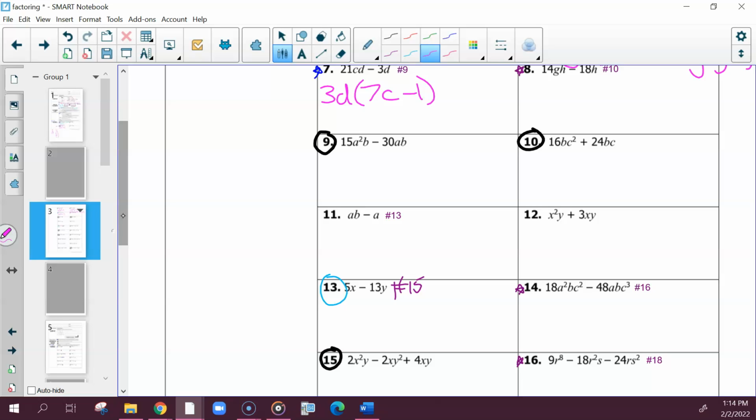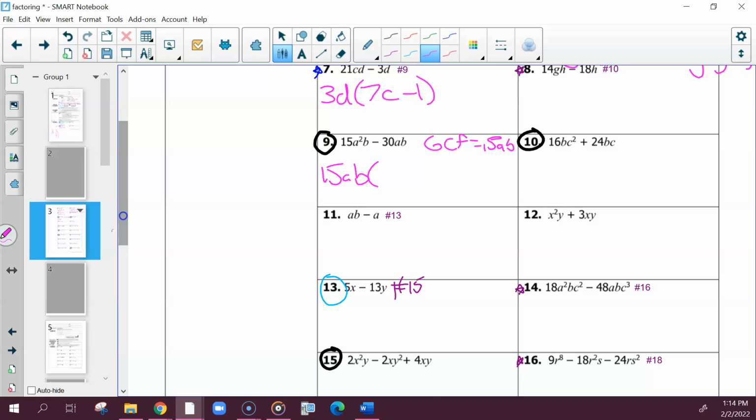Yeah. So a squared and b, 1a, 1b. How many of both? One of each. I can only take 1a out of both because this one doesn't have a squared, and there's only 1b. So our GCF would be 15ab.